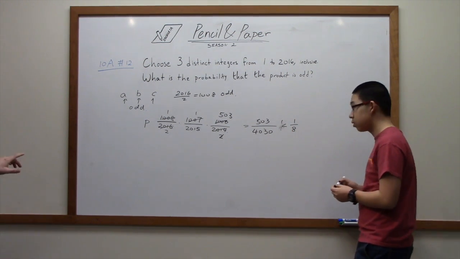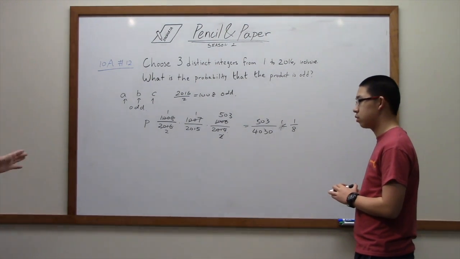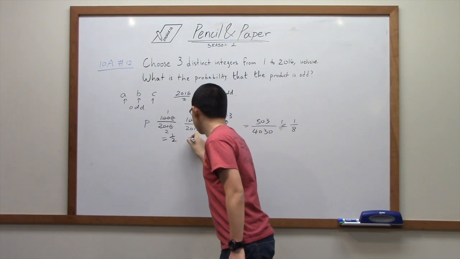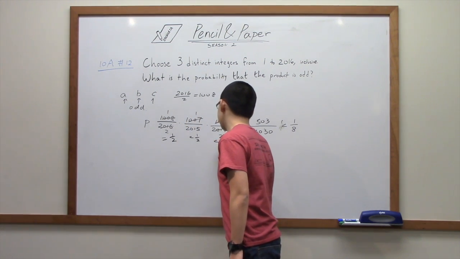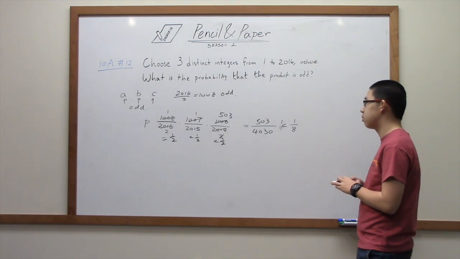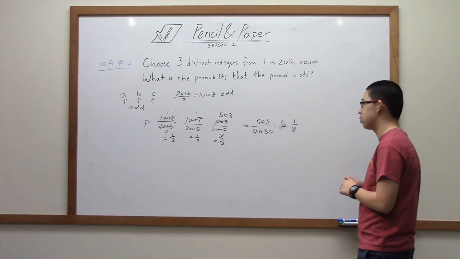Or you could see it from each fraction, right? Each fraction is at most 1/2. Sure, this one's equal to 1/2. This one's less than 1/2. And this one's less than 1/2. So the product will be very close to 1/8, but it will be slightly smaller.